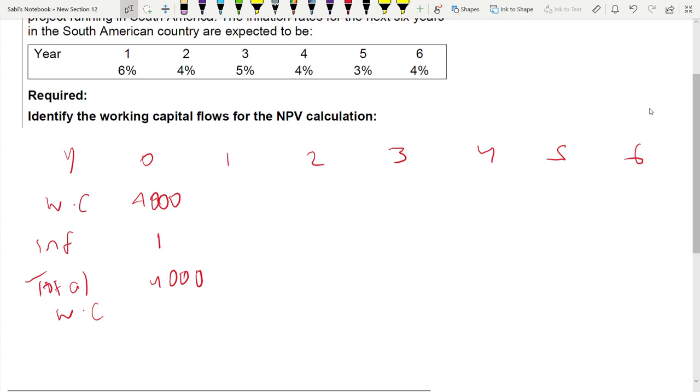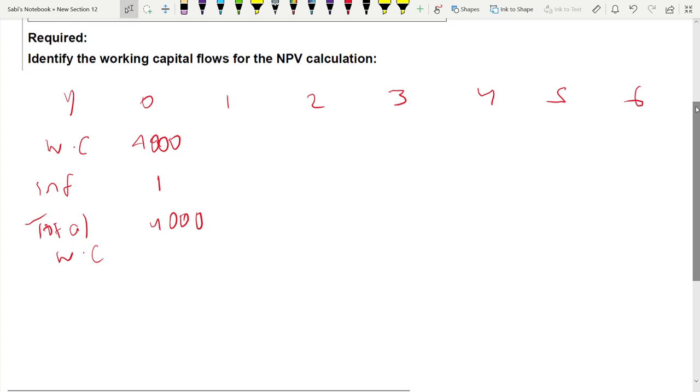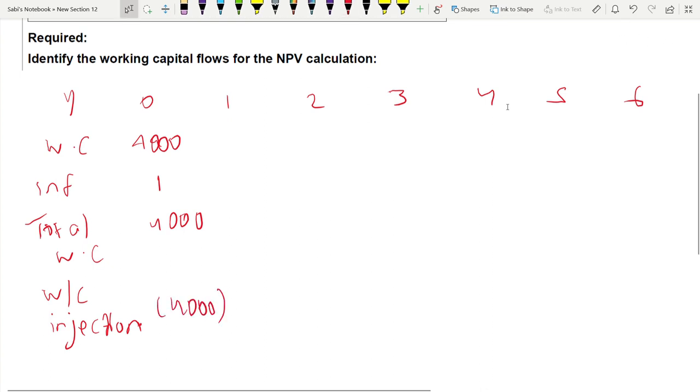That means how many you are putting as working capital injection. Okay, injection. How much working capital do you need? It's an outflow, remember. 4000. Whenever a working capital question is asked, this is how you work it out, starting with year 0. Okay. Now, moving on to the next.